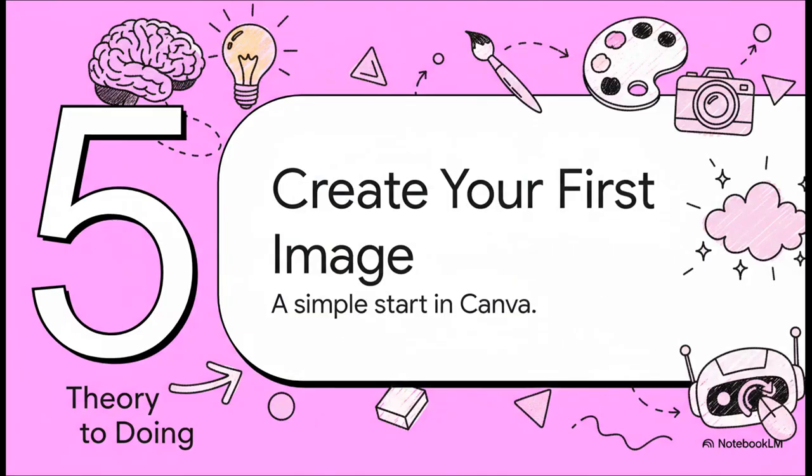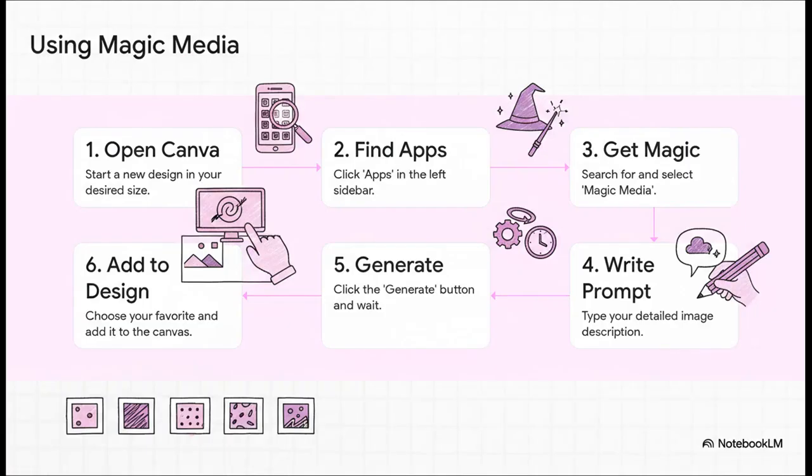All right, enough theory. Let's actually do this. It's time to create our very first image, and we're going to use Canva's Magic Media just to show you how easy it can be. It really is this simple. You just open up a Canva design, find Magic Media over in the Apps section. You type in that awesome detailed prompt we just talked about, you hit Generate, and boom! In a few seconds, you'll get a bunch of options to pick from. You just choose your favorite, and it drops right into your project. No downloading, no uploading, it's all just there.